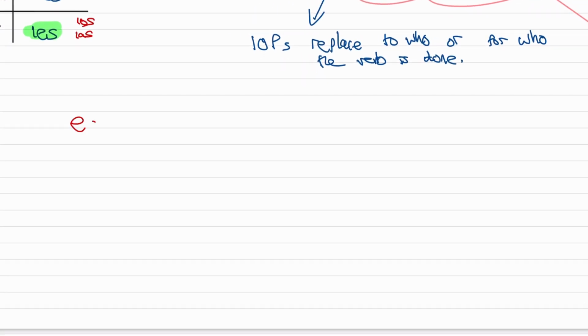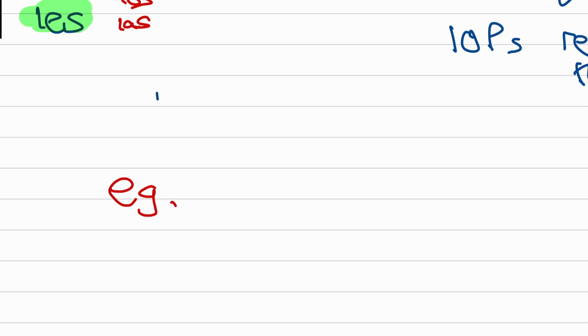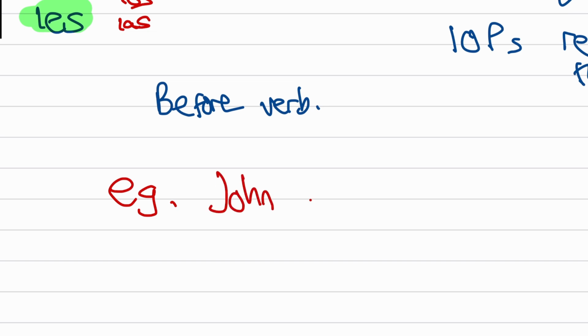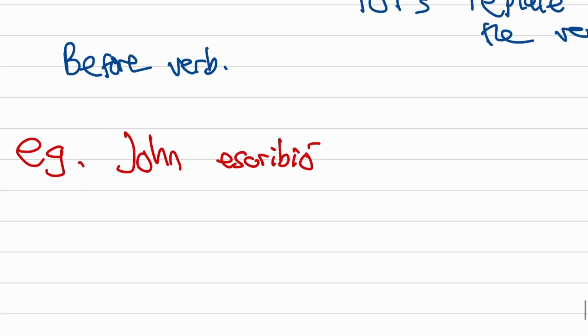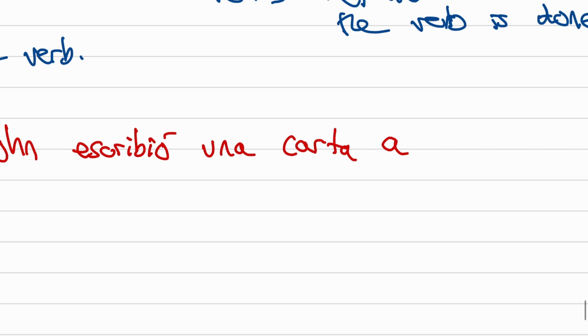And there's not as many places where these can go. So these just go one place, and that is before the verb. Let's do it in blue as we did before. Before the verb or the conjugated verb. Okay. So for example, John, someone's name, escribió. He wrote in the present tense. Escribió una carta. Let's say a él. So to him. So a él is just to him.